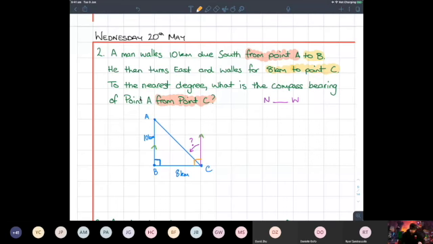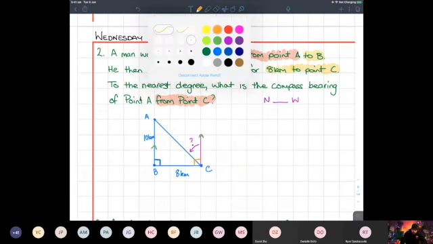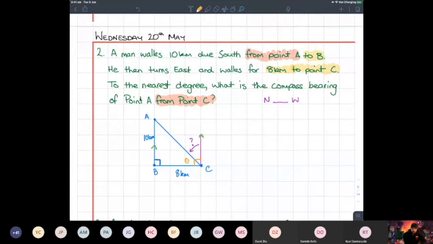Now, looking back at my question, I don't really have much information outside this triangle to help find this question mark. But we do have a triangle, and because it is a right angle triangle, I know how to find the angle inside it. We know how to find angle BCA. Because we know how to find that angle, we can then use complementary angles to figure out the last part of our bearing. So our first thing is to figure out the value of angle BAC.